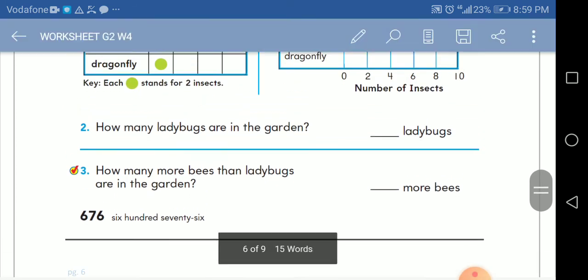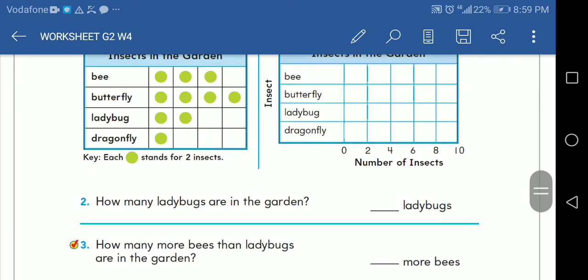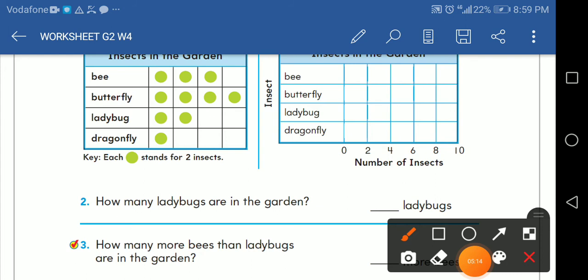How many ladybugs are in the garden? What do you think, guys? Here we got 1, 2, 3, 4. So how many here? So I will say there are 4 ladybugs. What about here? How many? More bees than ladybugs. Okay, so the bees here 1, 2, 3, 4, 5, 6. So I will write here the 6.